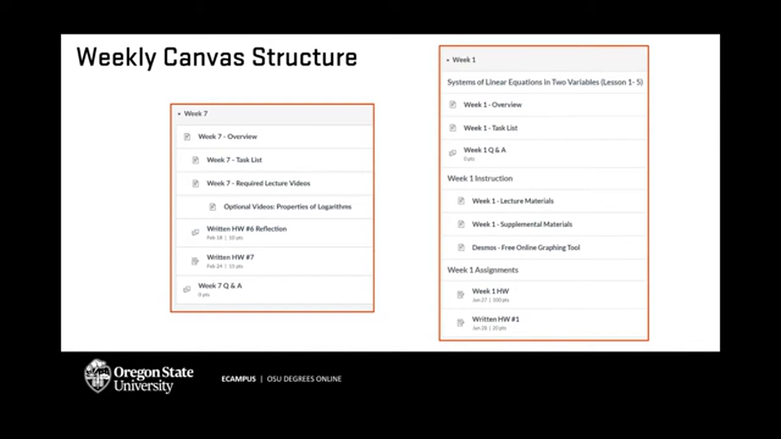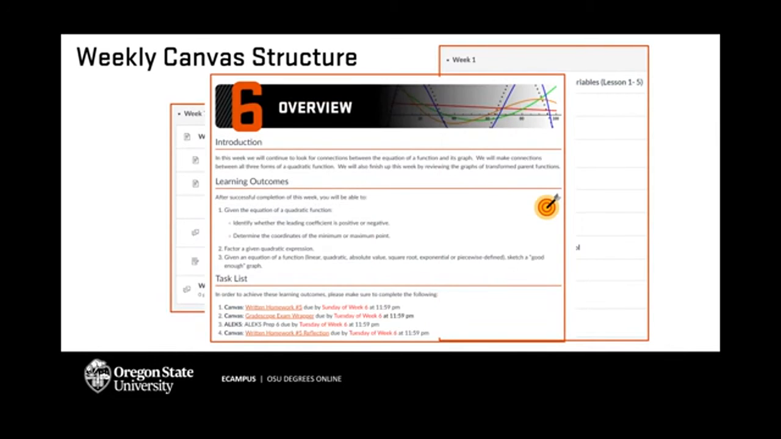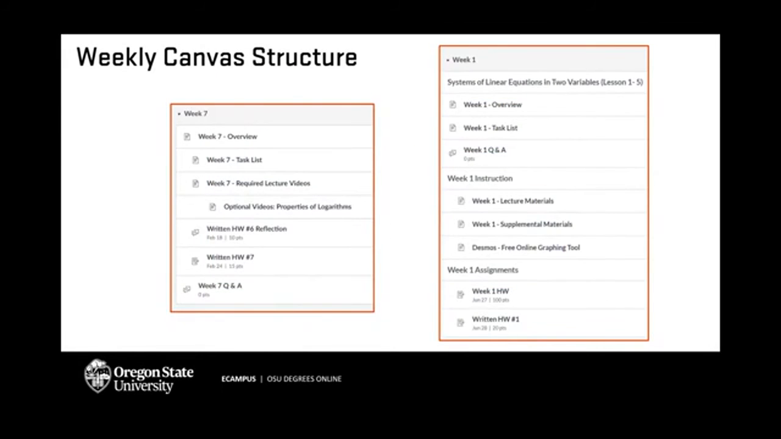They all start with a weekly overview page. So here's an example of what an overview may look like. It includes an introduction that summarizes what the week will consist of. It has the learning objectives, and it has a to-do list with the days and the times that things are due. Then each module contains pages that have the learning materials. These can be things like videos, any assignments, and then always a Q&A discussion board.